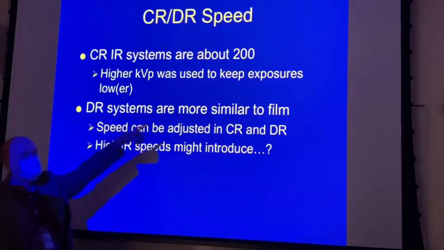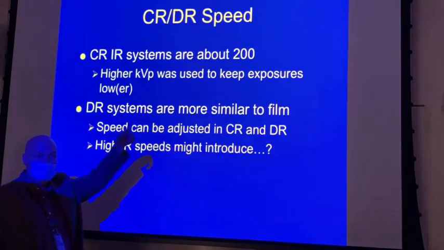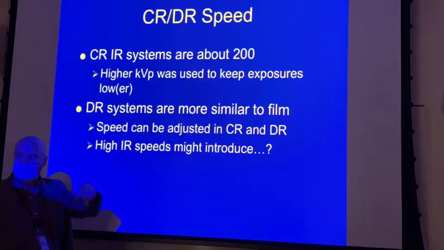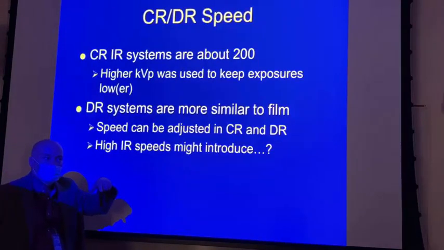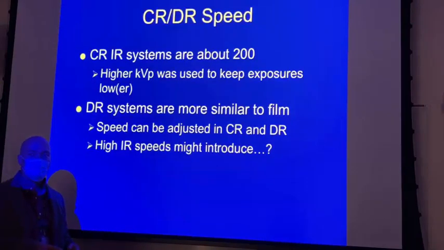So since the CR system is 200 speed, which is half as fast as 400 speed, right? And we want to increase our exposure just using kVp, what could we do?